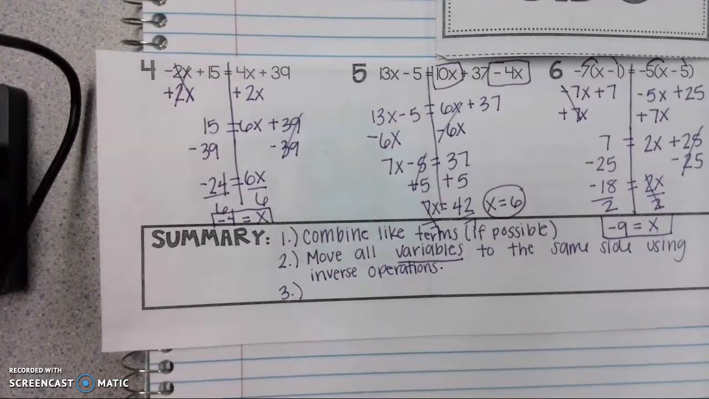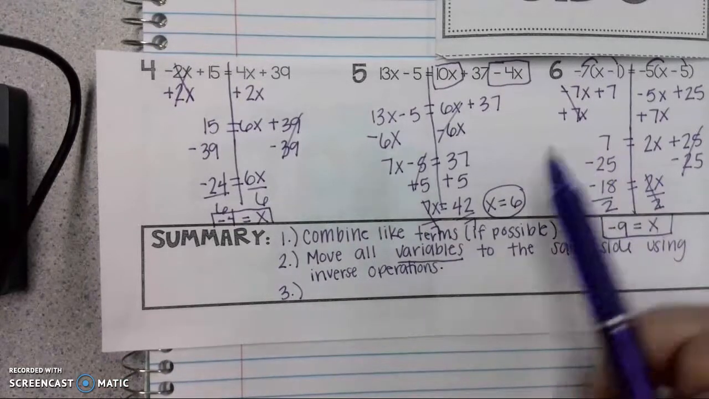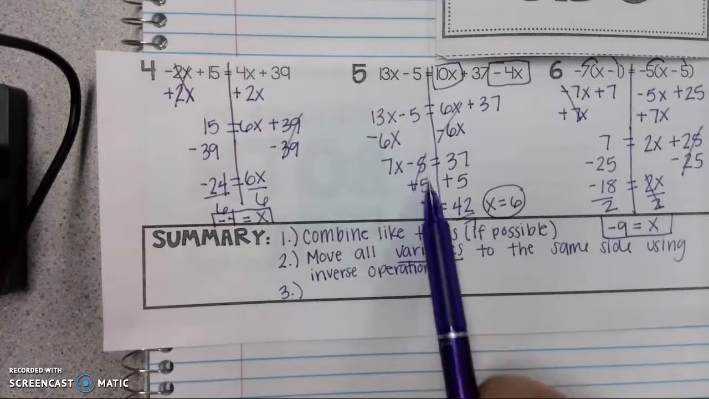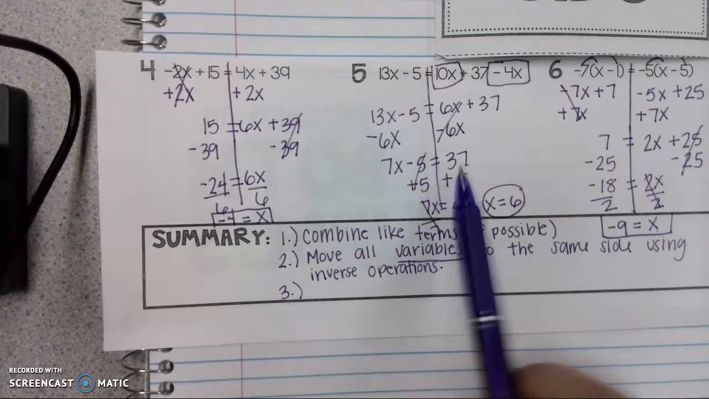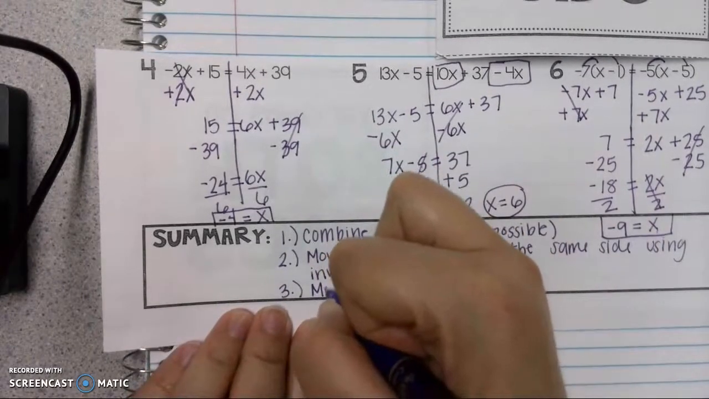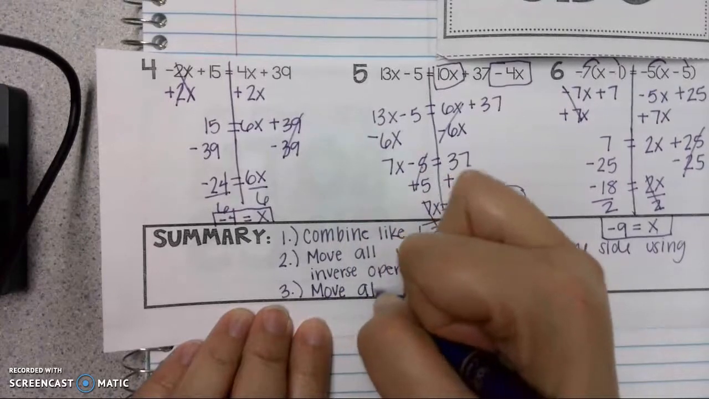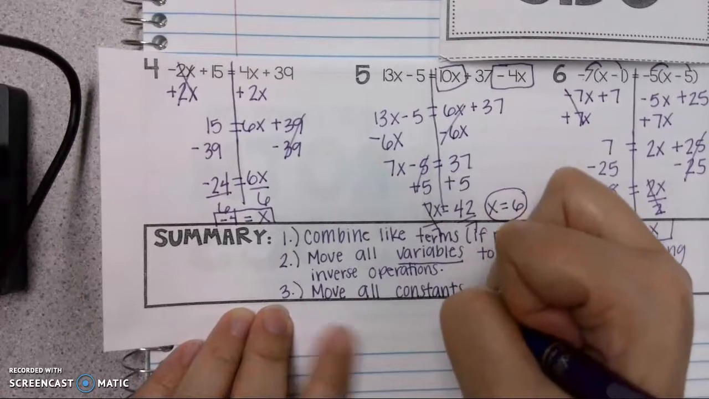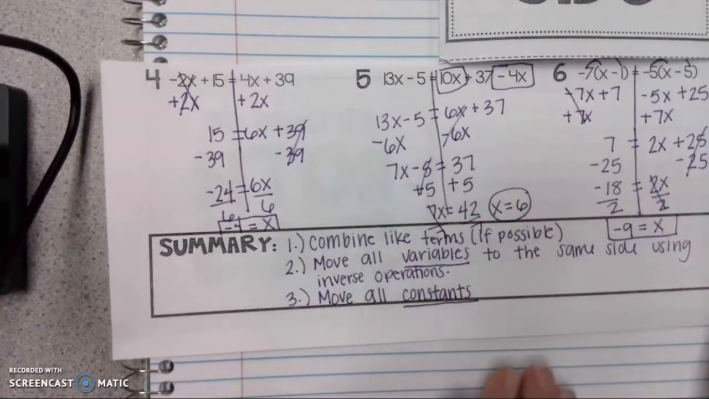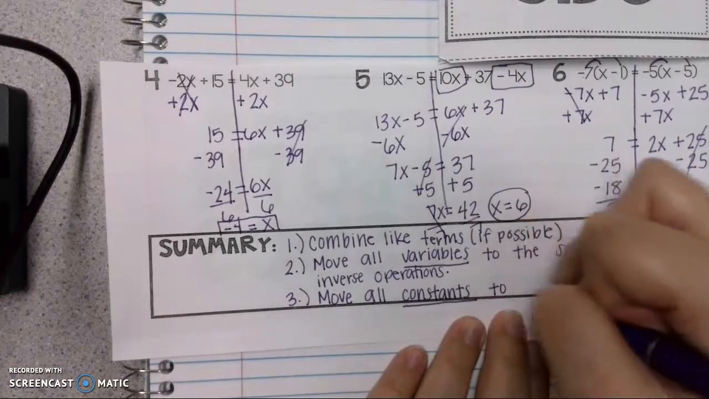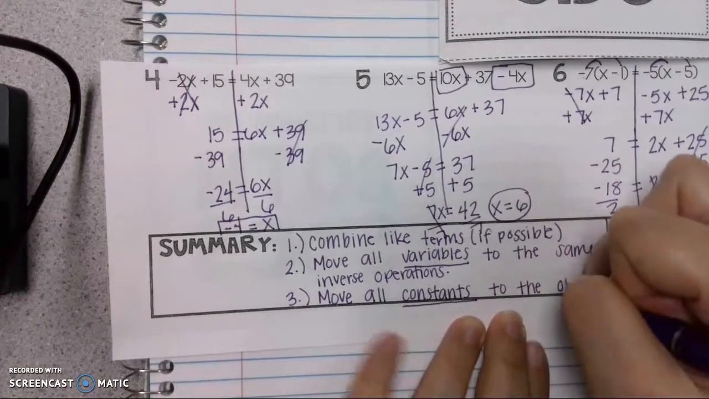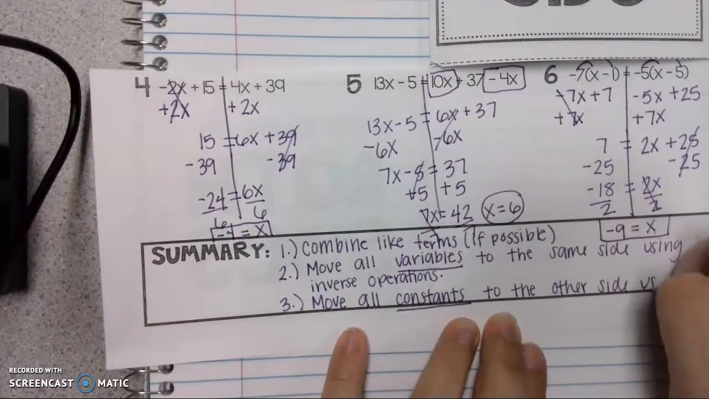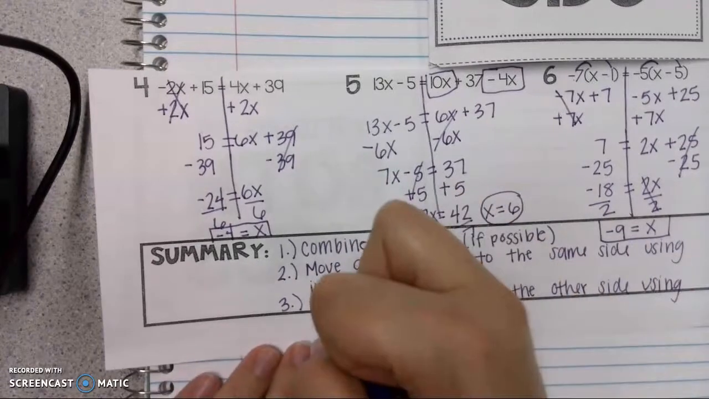Step 3, after you've moved all your variables to one side, just like we did up here, we moved our 6x. Then we have to move our constants to the other side. Remember, constants is just a fancy word for the numbers. Move all constants to the other side using those inverse operations.